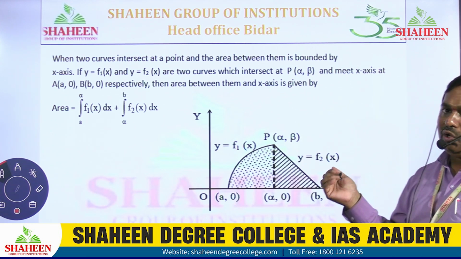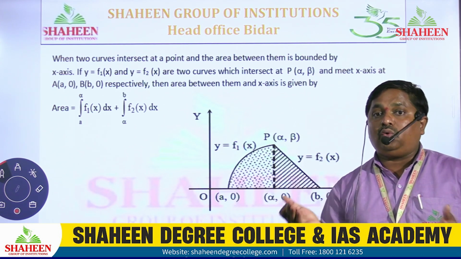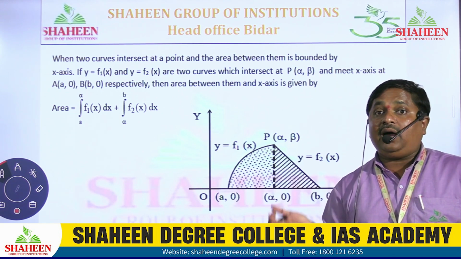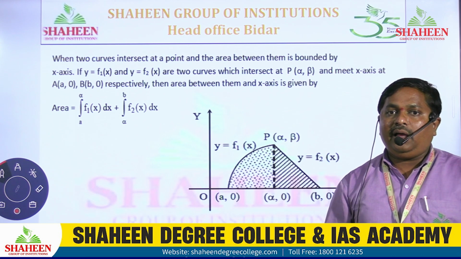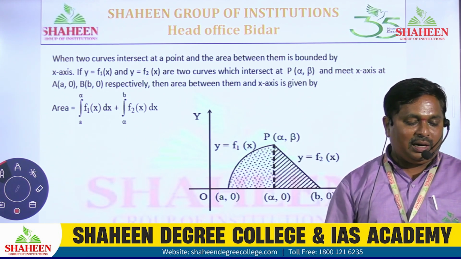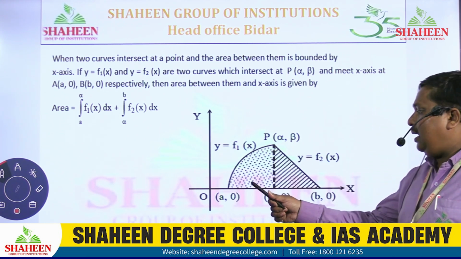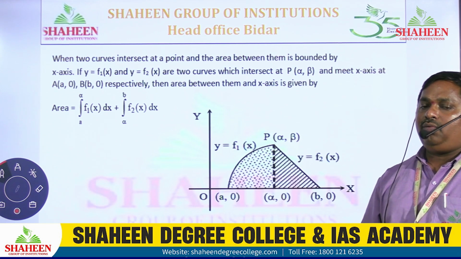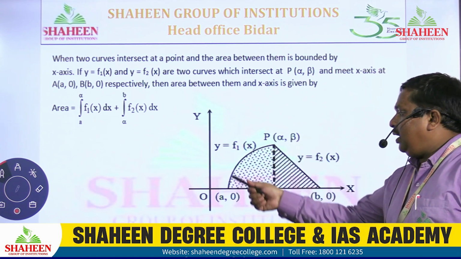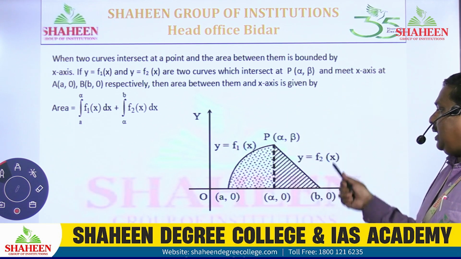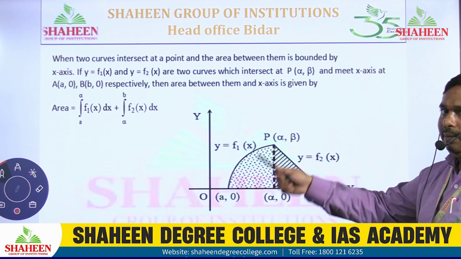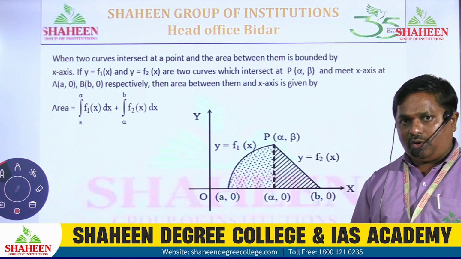Here this is not the area between the two curves. Here it is the area of two curves, one after another. When we are getting areas one after another, then we add the two areas together, and we get the complete area. So the area of the first curve y equal to f1(x) plus the area of the second curve y equal to f2(x), that becomes the area of the two curves.